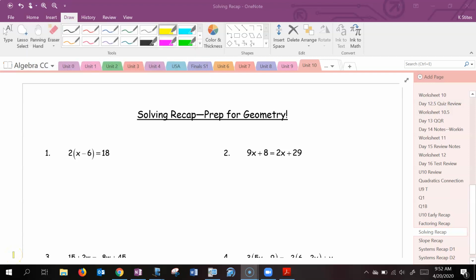Hello Algebra 1. Today we're going to start doing 5 days of prep for geometry for next year. So we're going to cover 4 main skills over the next 5 days that you will need to know for next year that are very important.